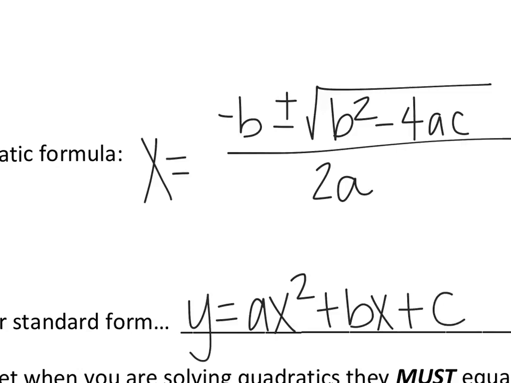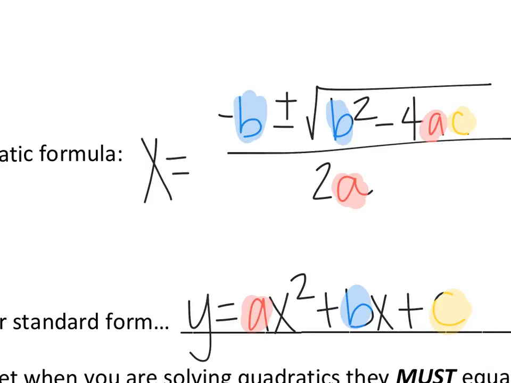And a, b, and c all come from our standard form. A is the number in front of x squared. B is the number in front of x, and c is the number that's by itself. So as long as you know a, b, and c, all you're doing is plugging those numbers in.